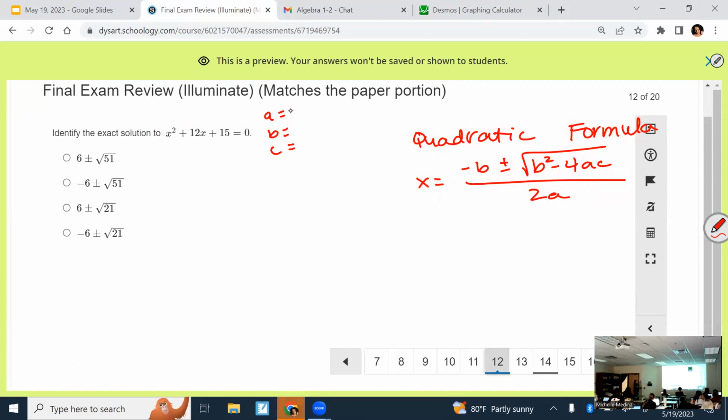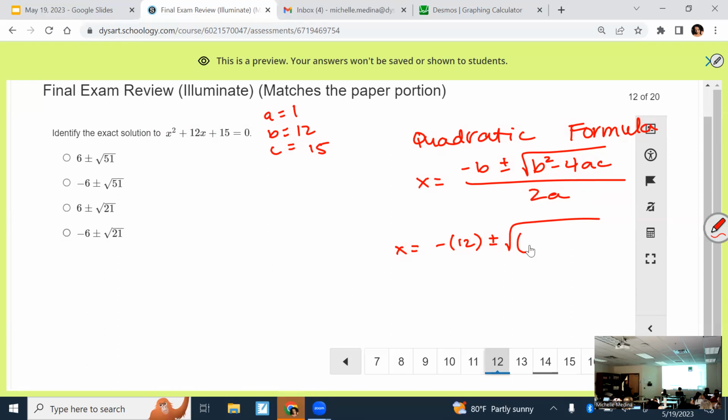Then you identify your A, B, and C. What's my A? 1. What's my B? And what's my C? 15. So then you plug it into the formula just like that. I would not skip that step. And anytime you plug stuff in, I always tell you to use parentheses in Desmos, but parentheses. Otherwise, the Desmos will tell you the wrong answer. So just plugging it in.